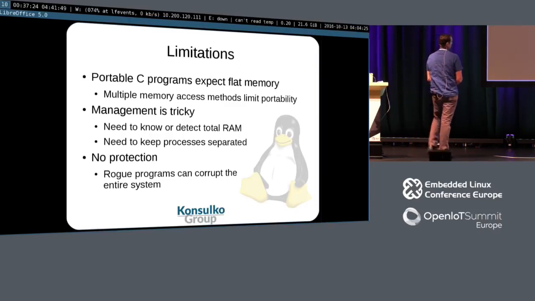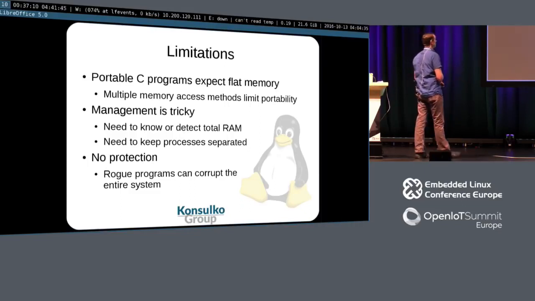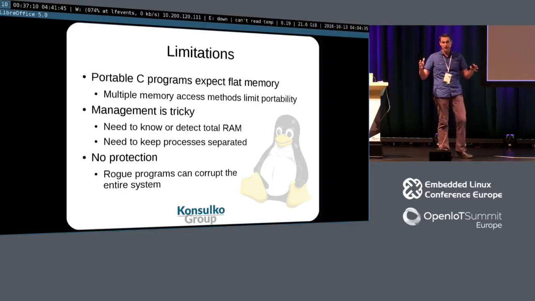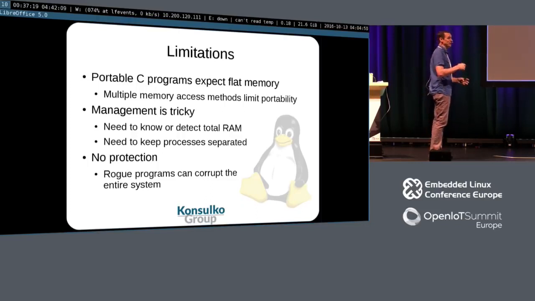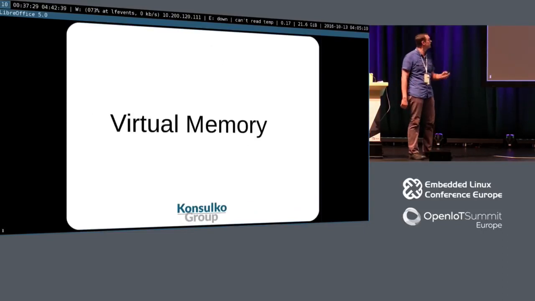Now, what's a limitation with the single address space, right? Portable C programs expect that they kind of own the whole thing. They don't know if you're trying to port several C programs into one space. You've got to go set the addresses: this can live here and this can live in this segment, so they don't stomp on each other. So it's kind of hard to do that. You've got to have special knowledge of your actual platform. You need to know what your total RAM is. And you need to separate those processes, so you have to do all this work. And there's no protection, right? As we said, rogue programs can stomp all over things.